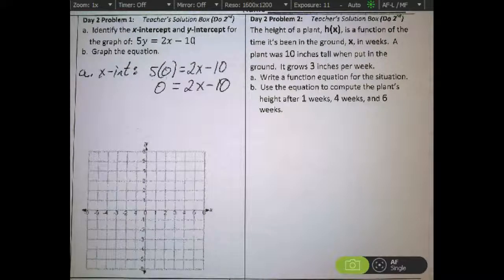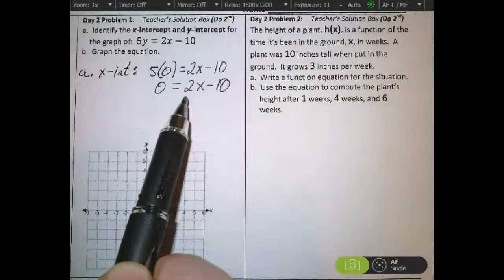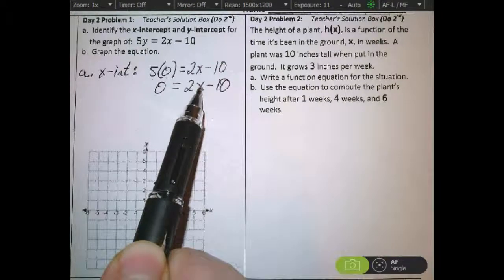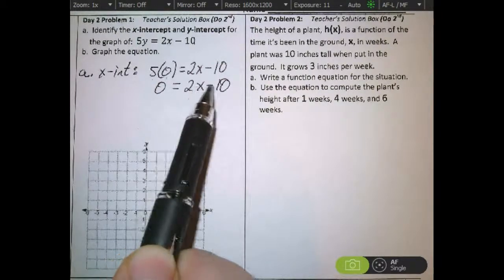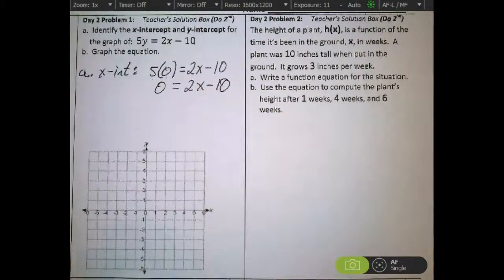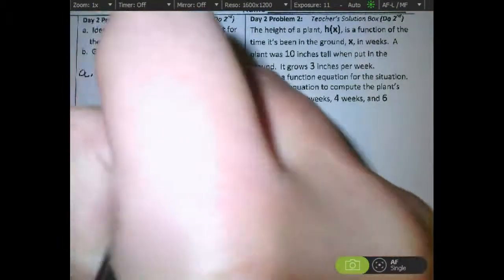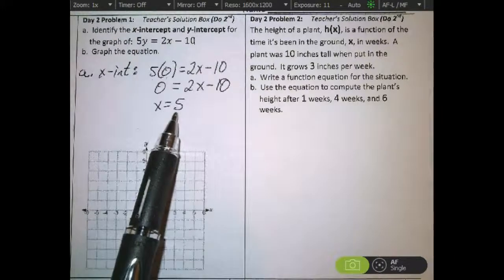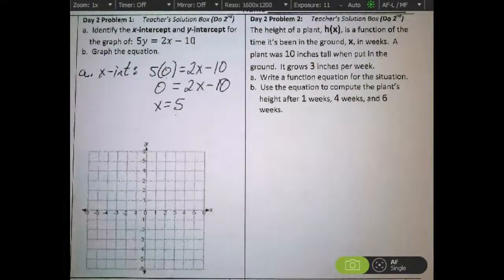From here we can solve this step by step or solve it mentally using a guess and check strategy. For example, with just a little bit of thought, I can figure out that 2 times 5 makes 10, and subtract 10 is equal to 0. And so I think that x is equal to 5. When we graph the line that goes with this equation, it's going to cross the x-axis at 5. Let's get the y-intercept.